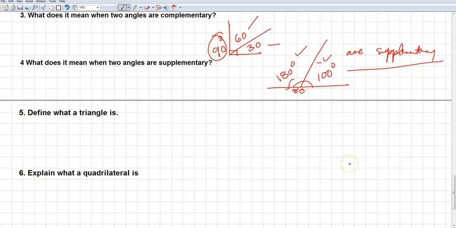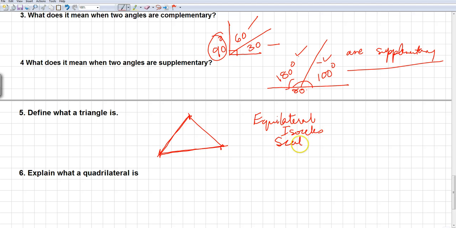Okay? Now we have a few more questions. Now define what is a triangle. A triangle is something that has 1, 2, and 3 edges, right? Or one vertex, 2 vertex, and 3 vertex joined by lines. Now again, I have explained 3 different types of triangles. One was equilateral, then isosceles, and scalene.